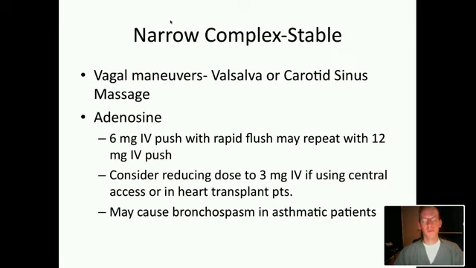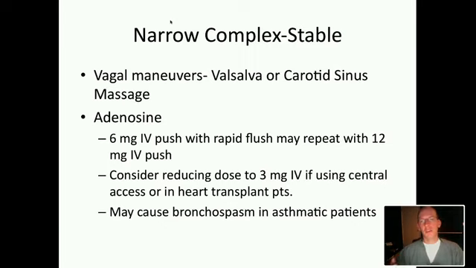push that drug in. Consider reducing the dose to 3 milligrams if you're using central access, or if the patient is status post heart transplant. There have been some case reports of patients with prolonged asystole when you use the higher doses with central access or in a heart transplant, a denervated heart. It can cause bronchospasm, so you have to decide the risk-benefit ratio in asthmatic patients.